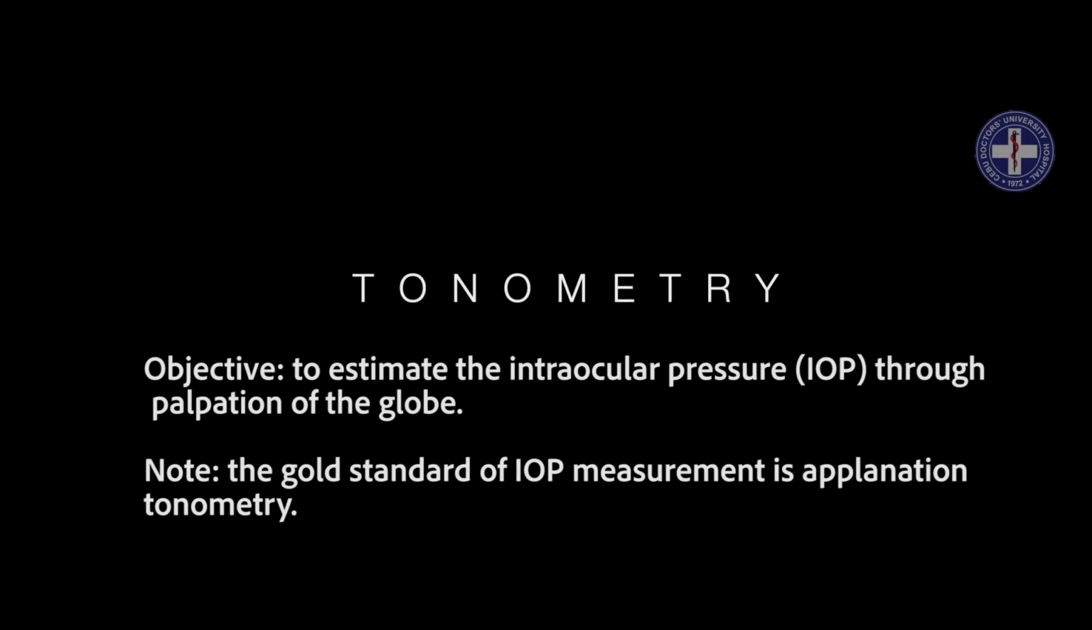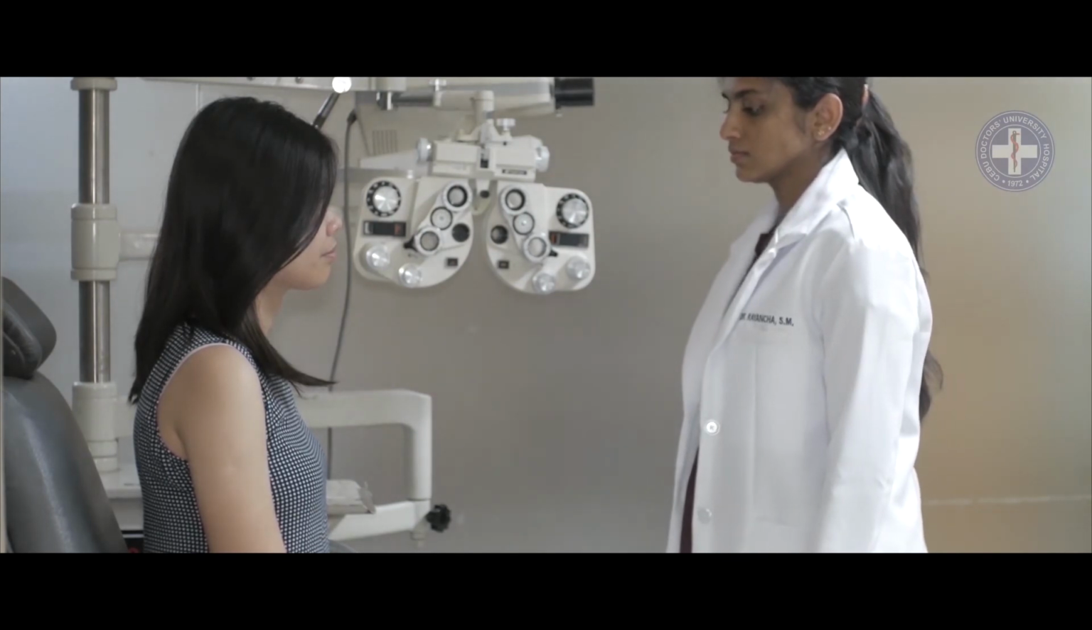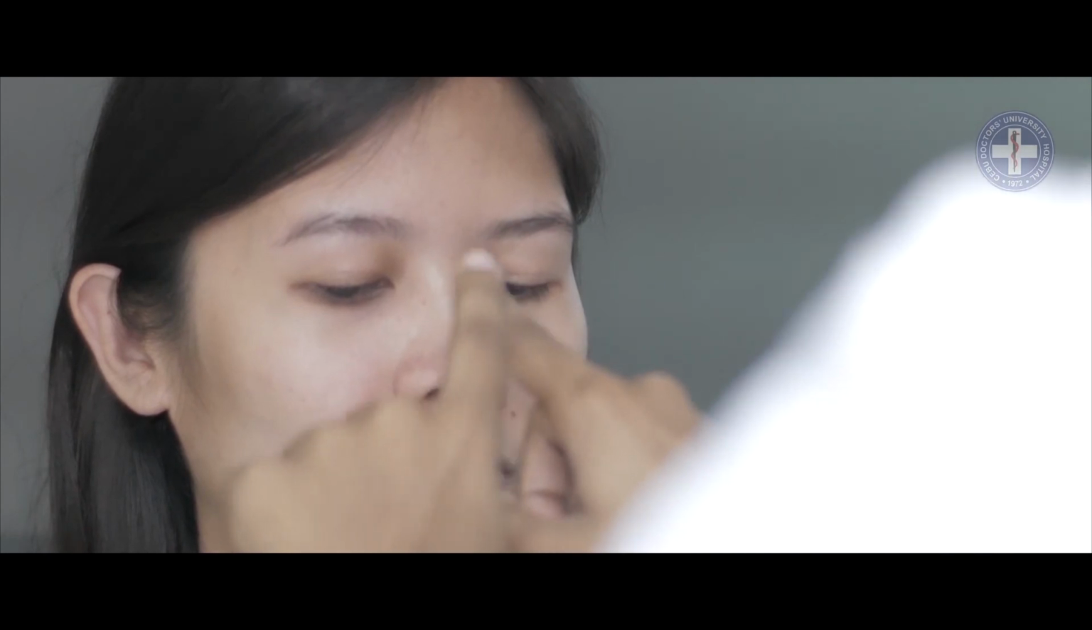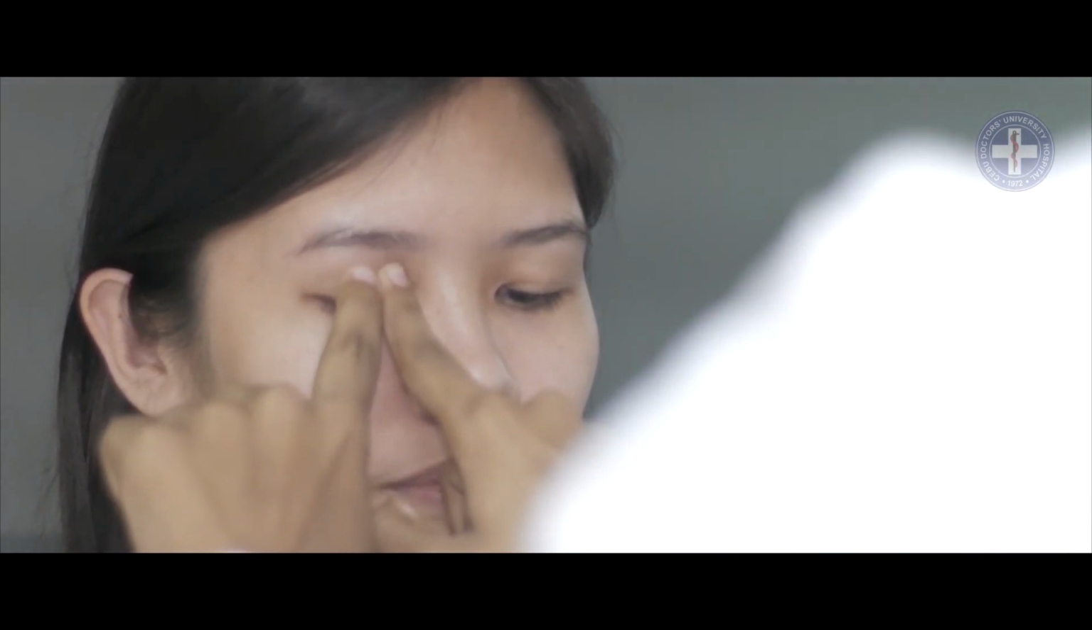Now we will perform tonometry. The objective is to estimate the intraocular pressure through palpation of the globe. The gold standard of intraocular pressure measurement is applanation tonometry. Palpation tonometry is a technique where you will instruct the patient to look down but not close their eyes. Alternately, palpate and indent the globe through the upper eyelid using one index finger, while feeling for the rebound pressure with the other index finger.